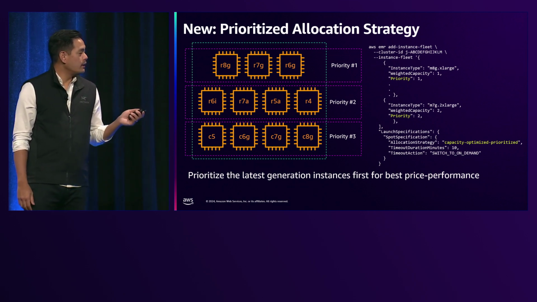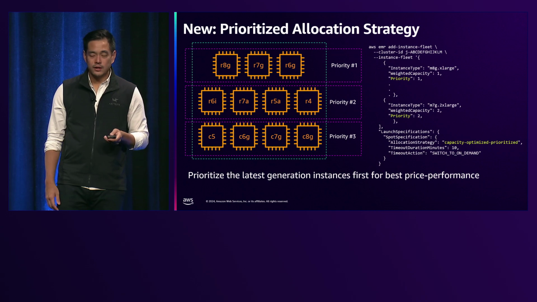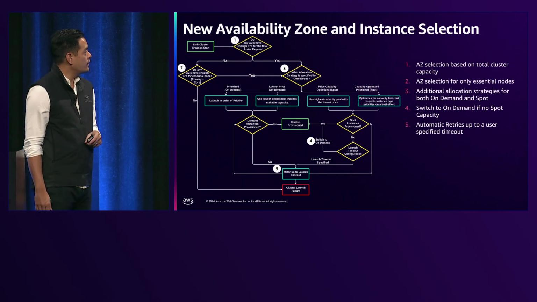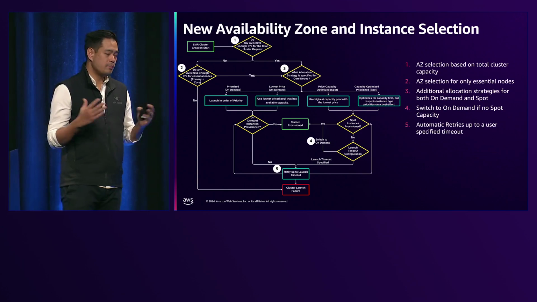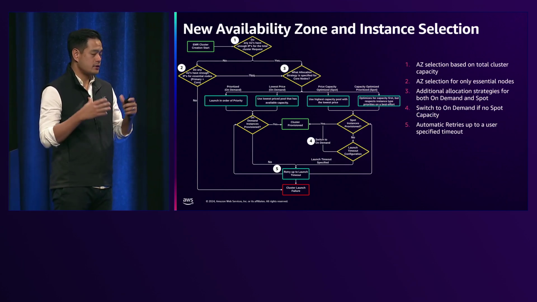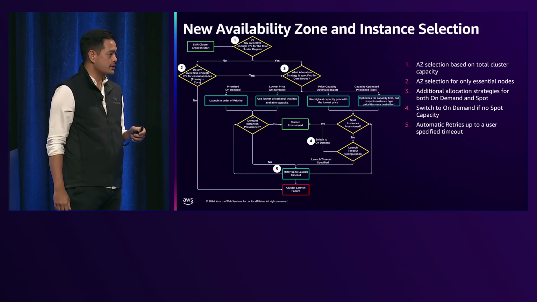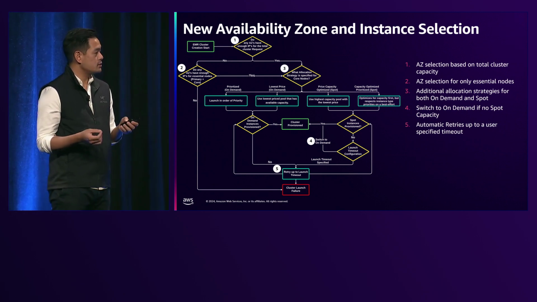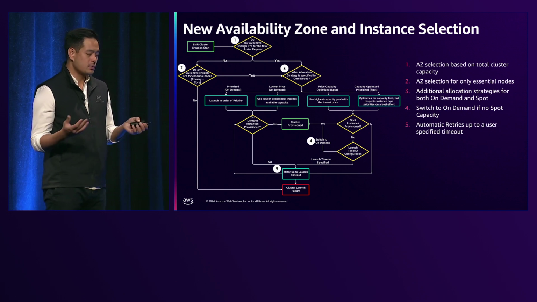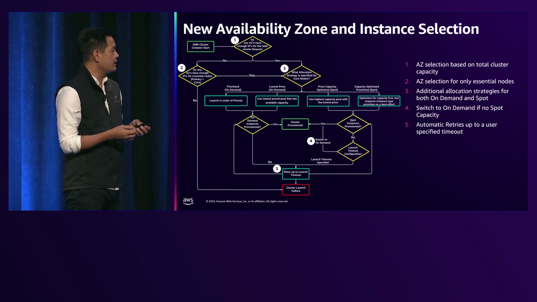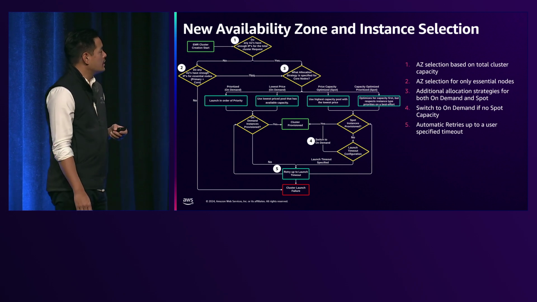With the prioritized allocation strategy and a number of other improvements that we made, this is our new flow. When we pick AZs and capacity, we now look across the whole total cluster. We still fall back to the essential nodes, just primary and core, because we've heard from customers that sometimes they just want to get their cluster started and then scale up afterwards.